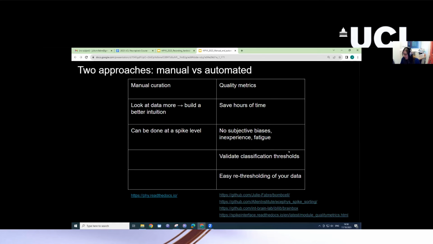Quality metrics, on the other hand, and there are a few different toolboxes that exist that I've linked here, save hours of time. So typically you would spend 3 hours per 1 hour data set manually curating, and quality metrics take less than 10 minutes. And importantly, you're also going to eliminate any subjective biases and also errors due to inexperience or fatigue that can occur. You can additionally validate all your classification thresholds, and Noam is going to touch on this briefly at the end. And finally, if you change your mind and want to use your data for a different scientific application, you can easily re-threshold your data, or other people can use your data in a very simple manner.